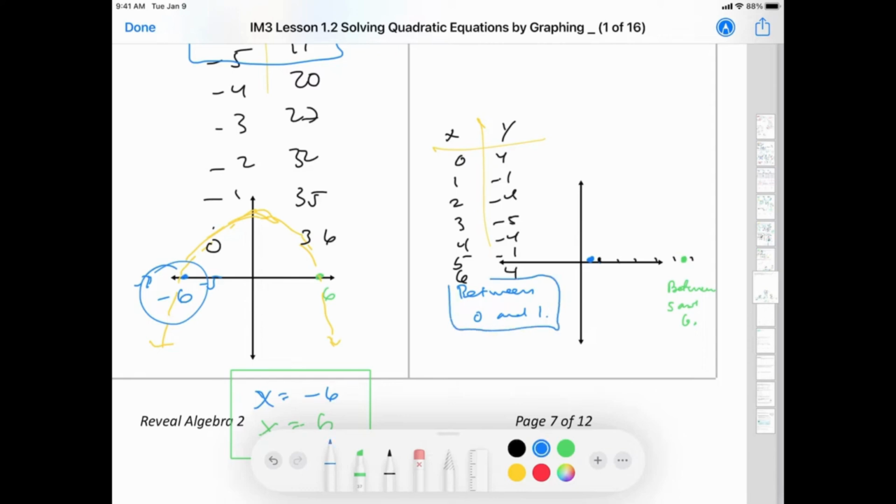Okay, so this blue one is between 0 and 1 on the x values, and look at the y values. Right here is where 0 should be. Oops, I didn't even draw a parabola on this one. And the green one is between 5 and 6. You see how here on the y value, the 0 should be between -1 and 4.